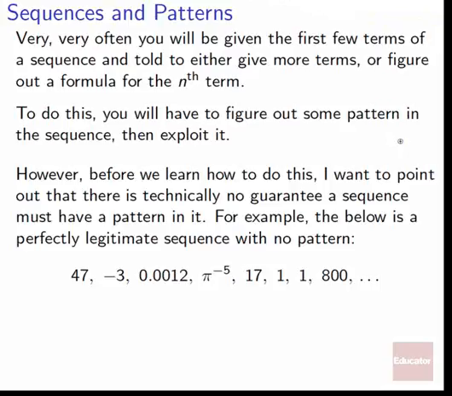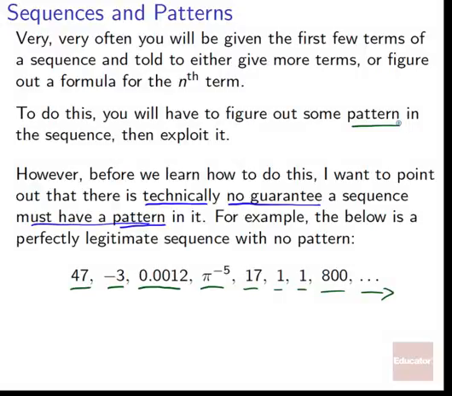However, before we learn how to find patterns in sequences, I want to point out that there is technically no guarantee a sequence must have a pattern. For example, the below is a perfectly legitimate sequence with no pattern we're going to be able to find in it: 47, then negative 3, then 0.0012, then pi raised to the negative fifth power, then 17, then 1 again, then 800, and then a whole bunch of other numbers. There's no pattern going on here. There's no rhyme, there's no reason, there's nothing we're going to be able to figure out to create some formula here.